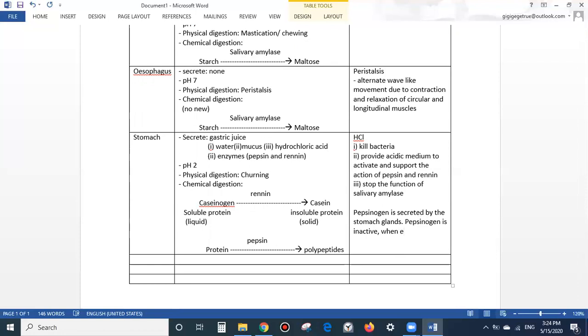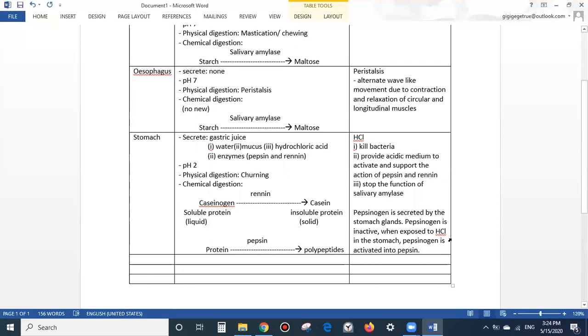When exposed to HCl in the stomach or gastric cavity, pepsinogen is activated into pepsin. Pepsin is a very potent protease, so it will digest protein.